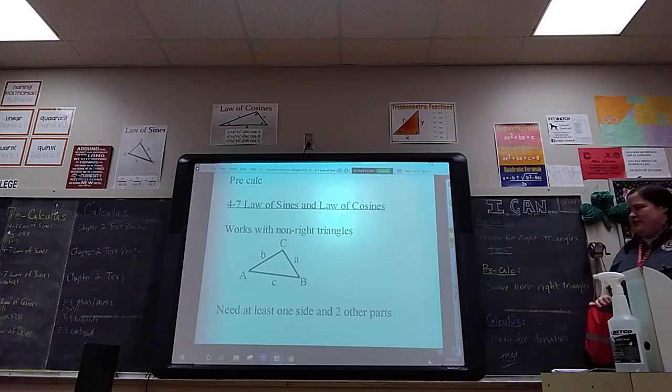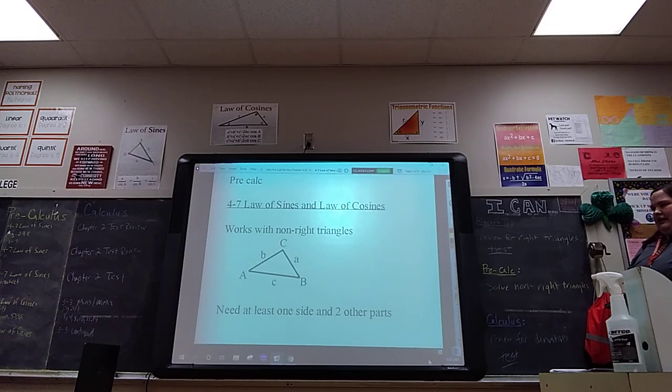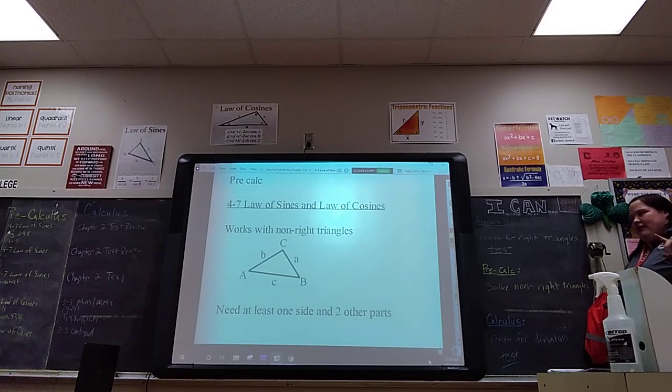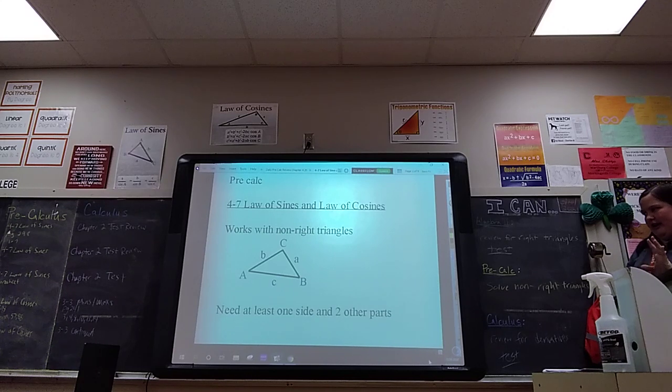In order to solve this, just like before, I still need to give you three parts. So you need to have at least one side, and then you either need to have another side and an angle, or one side and then two angles. Typically when we work with law of sines, we're going to have more angles than sides, because in order for law of sines to work, we have to have a certain pairing.